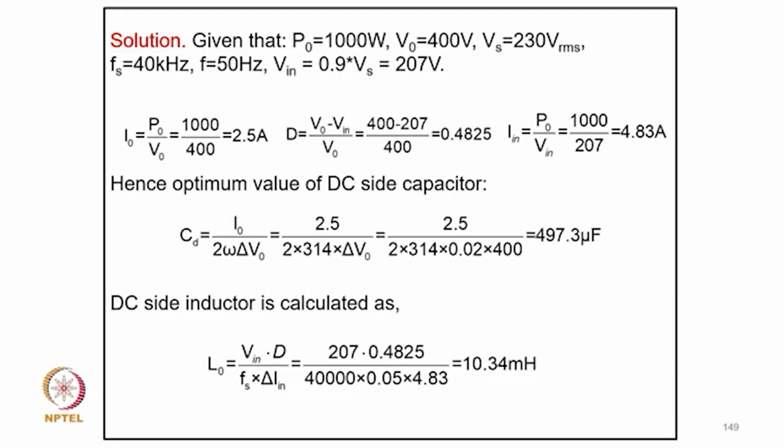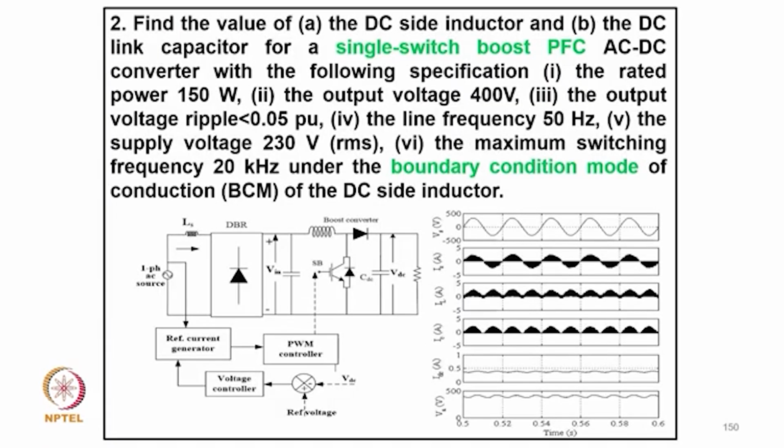The duty cycle we can calculate as VO minus Vin divided by VO, and then Iin we can get from power invariance, 1000 divided by 275.83. The optimum value of the DC capacitor comes from CD equals I0 upon 2 omega delta V. It comes to 497.2 microfarad, and the DC side inductor is calculated as L equal to Vin D upon Fs delta I. So it comes to 10.34 millihenry.